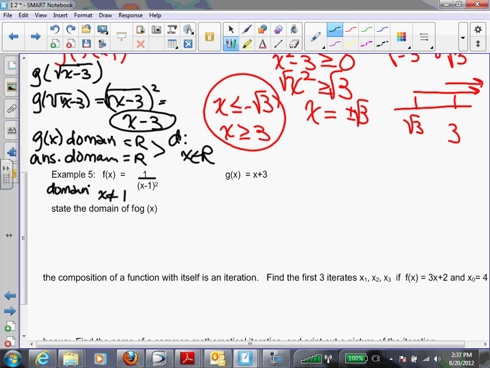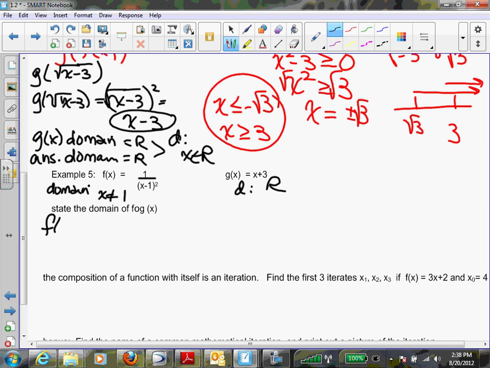Sure, well, but even if we put in 1, 1 minus 1 is 0. 0 squared is? Okay, what's this domain? Do I have a square root? Do I have a denominator? So it's all reals, right? You just have to look at those two places, okay? All right, so which function is getting inserted into the other?